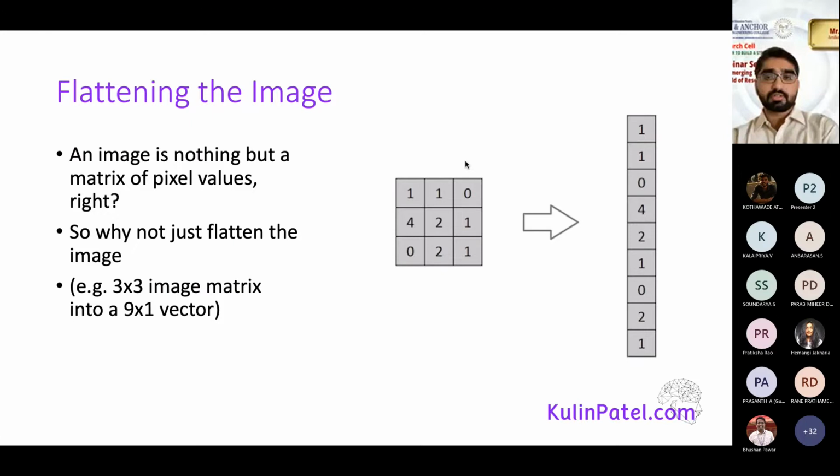Then comes the terminology of flattening the image. If we have a 3 by 3 image, 3 pixels by 3 pixels, and we flatten the image, it becomes a vector of 9 pixels.